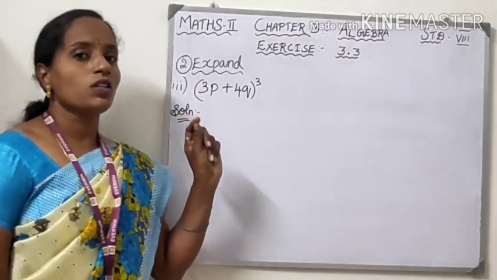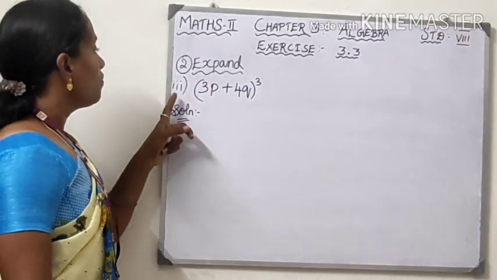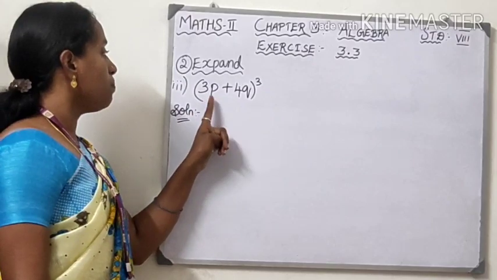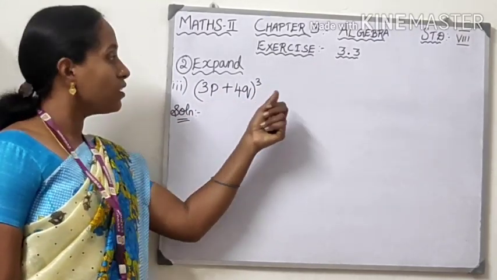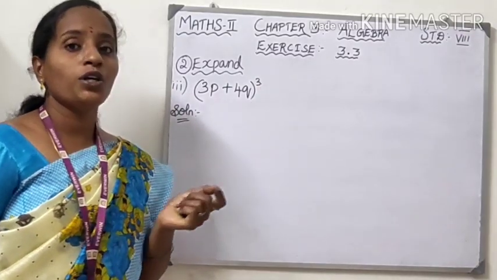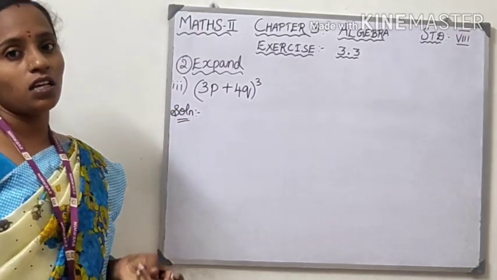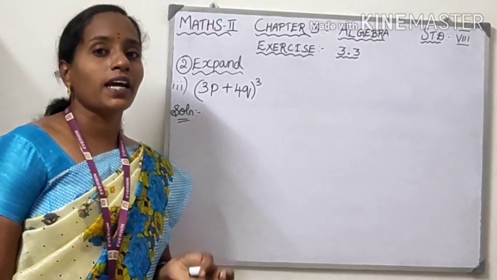Now we are moving to the second Roman, expand. We are taking the third subdivision, (3p plus 4q) the whole cube. Here in this question we have the power 3. So we are going to use cubic identities here. So we have seen what the cubic identities are.